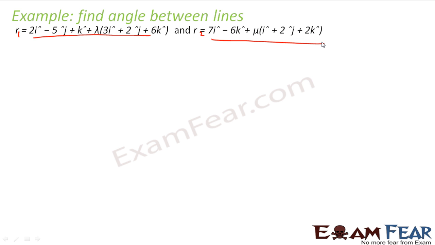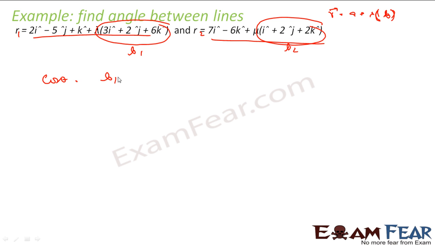The first thing I'm interested in is the line vectors. This is my first line vector, I'll call this B1. This is my second line vector, I'll call this B2. Because I know the equation of a line is nothing but A plus lambda B, where A is the point vector that the line passes through, and B is the line vector that the line is parallel to. So I'm interested only in the line vector to which this line is parallel, and in this case it is B, so I have B1 and B2. Cos theta I know is nothing but B1 dot B2 by magnitude of B1 magnitude of B2.